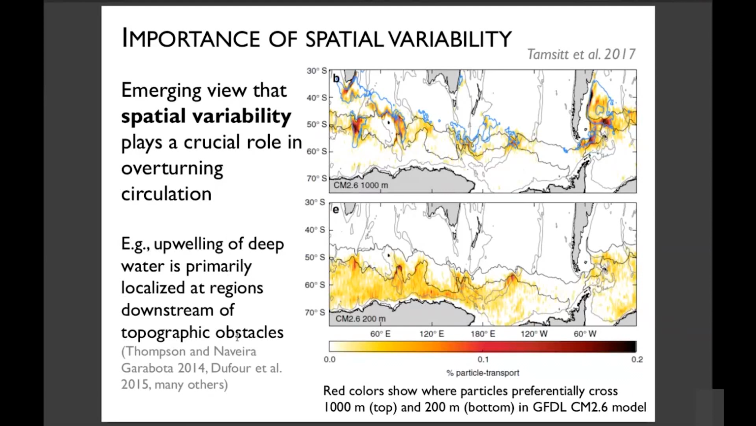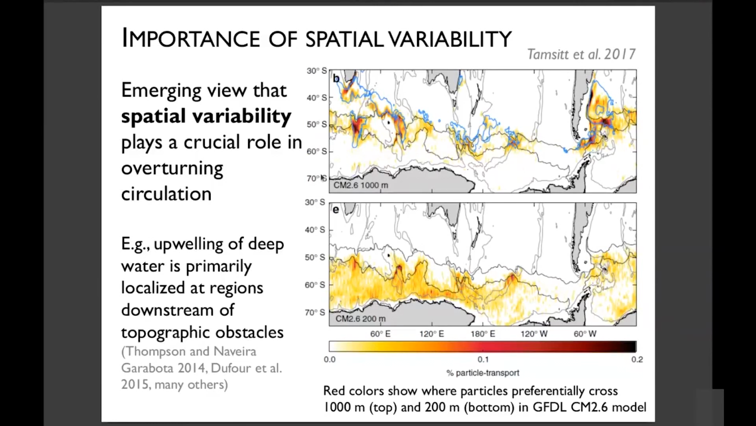There's been a lot of work on this in the past decade or so, looking at spatial variability in the surface waters and exchange, where that northward exchange happens, as well as further down in the water column. Thompson and Naveira Garabato, and Dufour et al. in 2015, and many others have looked at this, mostly based on models, at where this deep water is upwelled. They found that it's primarily localized at regions downstream of topographic obstacles. That's shown in this plot on the right-hand side.